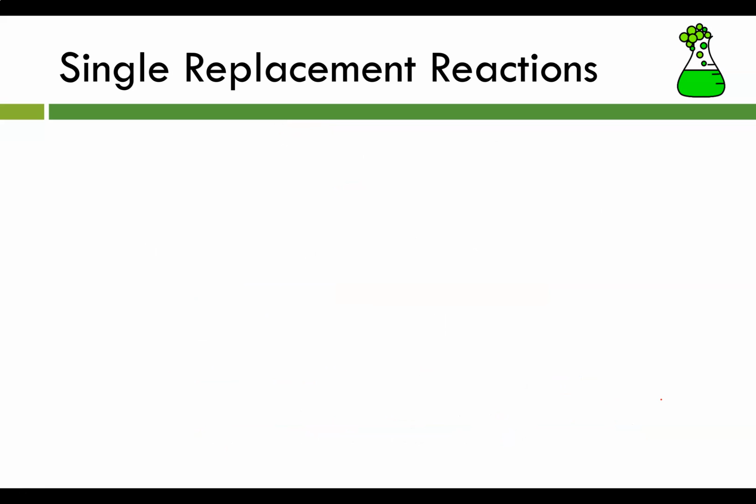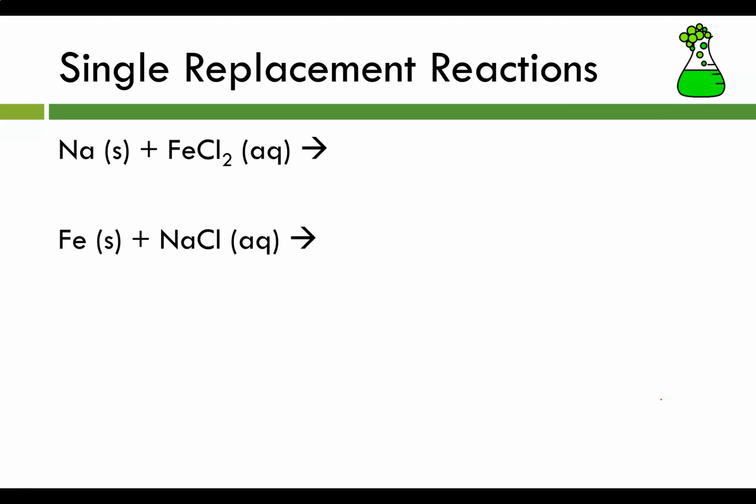There's a little bit more to single replacement reactions that I'd like to discuss. So if I take sodium solid and I react it with a solution of iron 2 chloride, and I take the opposite reaction, iron reacting with sodium chloride, only one of those reactions actually takes place. The other, the metal, would just sit in the solution and there'd be no perceivable change. In order to predict which of these reactions would occur, we need to use the activity series.